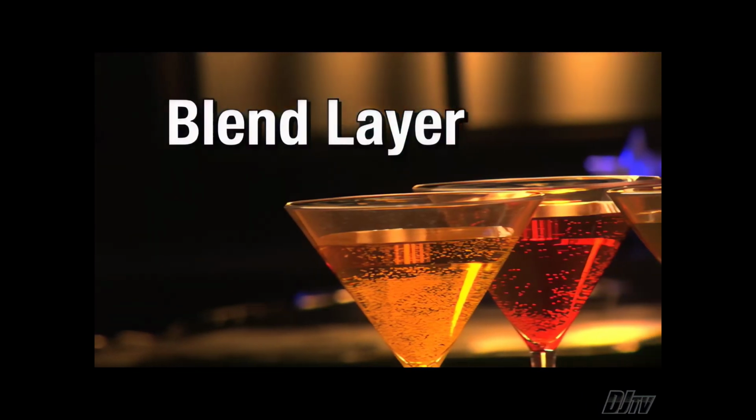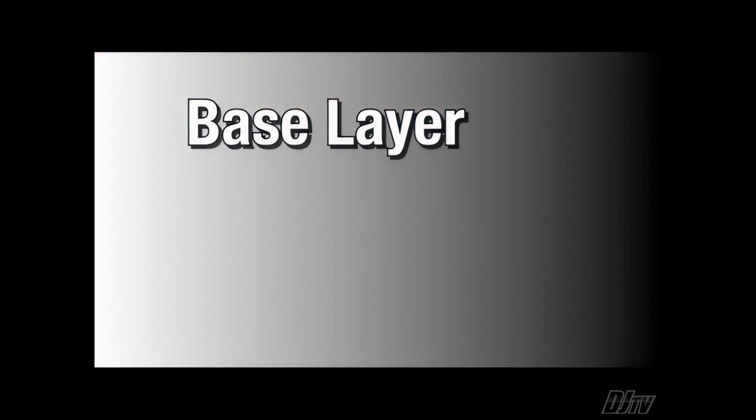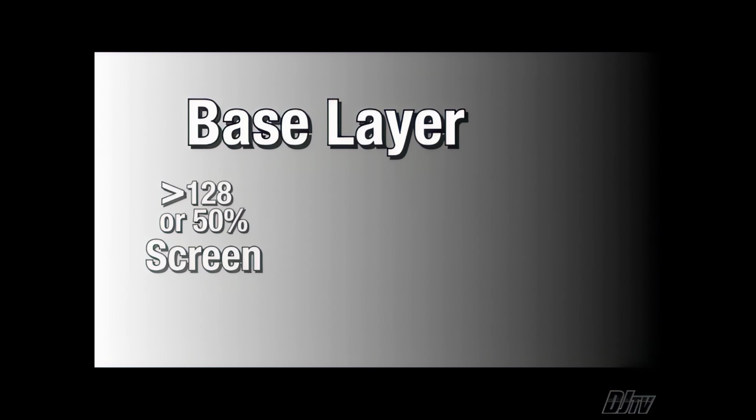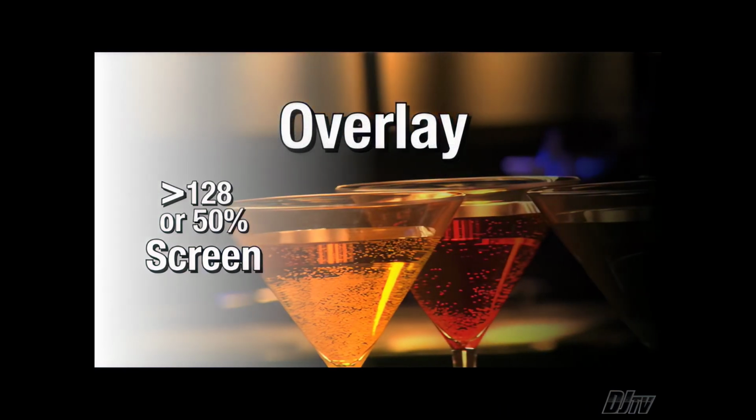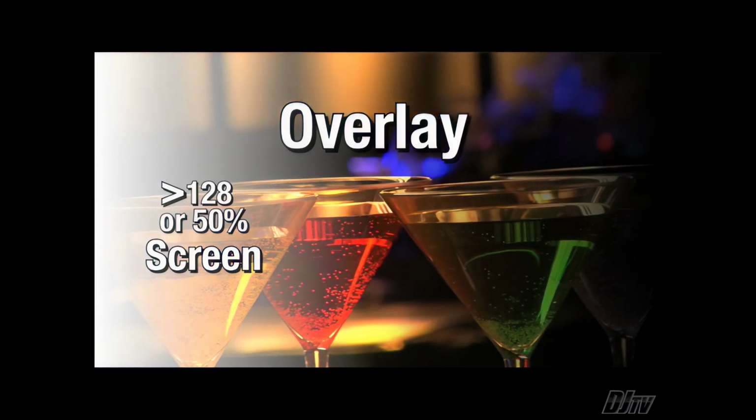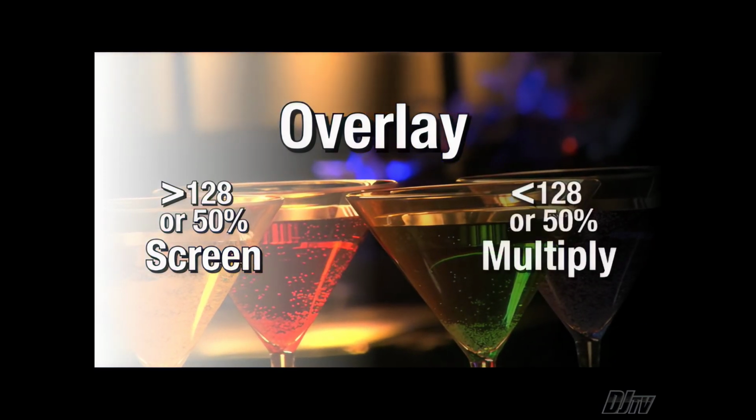The blend layer looks at the pixels in the base layer. If the color value of the base pixels is above 50%, or a value of 128 out of 255, the blend pixels will screen. If the color value of the base pixels is below 50%, or a value of 128 out of 255, the blend pixels will multiply.